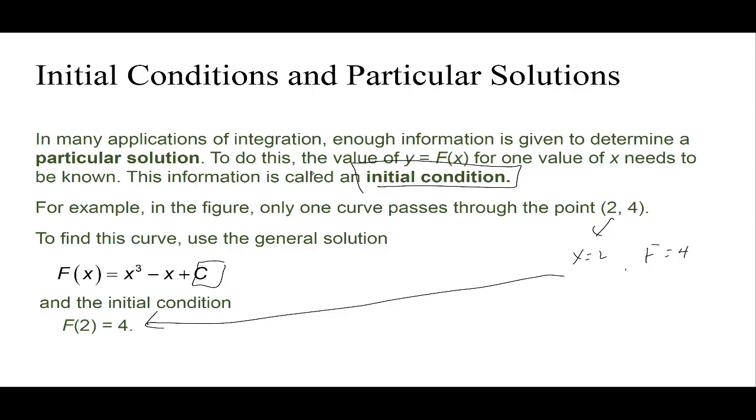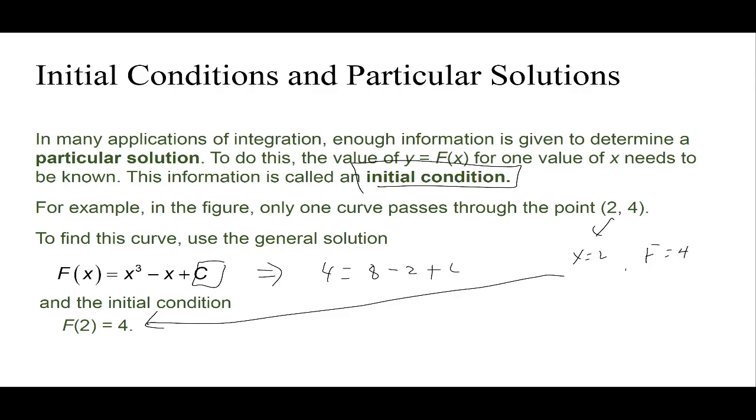Using this initial condition, if I find the value of c and plug that value back here, that's called the particular solution. So when x is 2, what is the value of the function? That's 4. I put x equal to 2 here. That gives me 2 cubed, which is 8, minus 2, plus c.